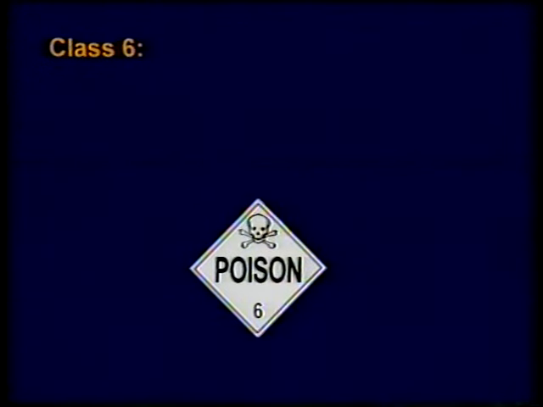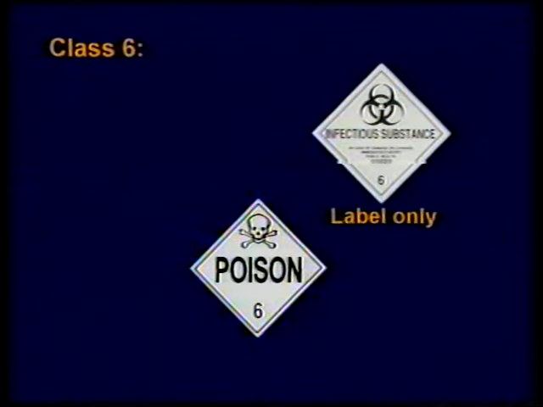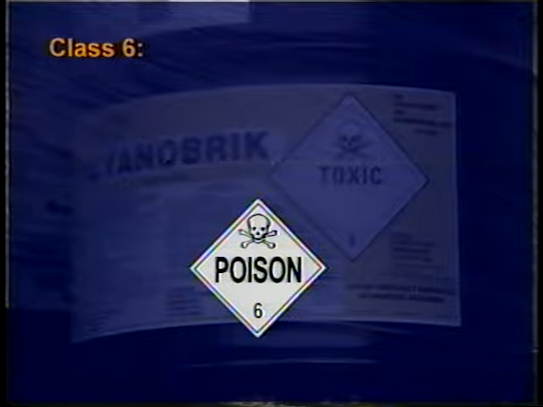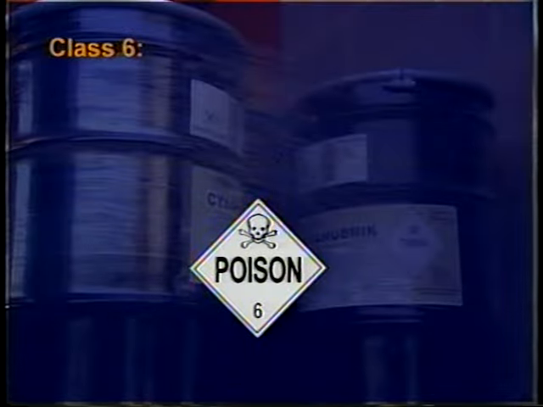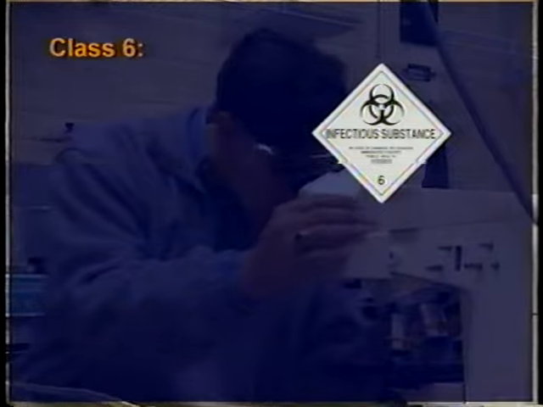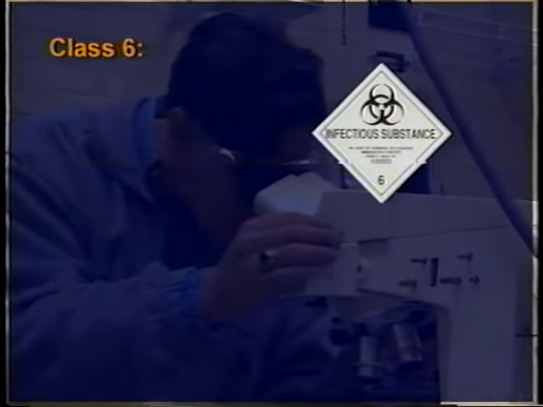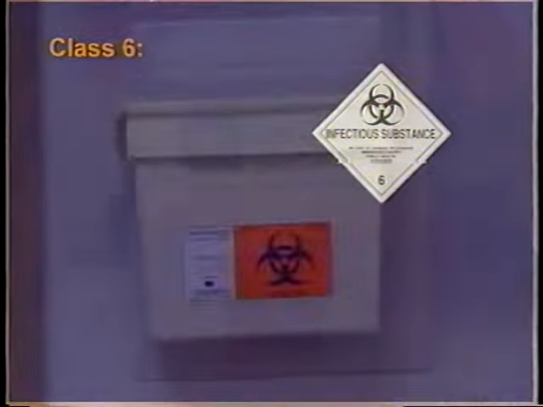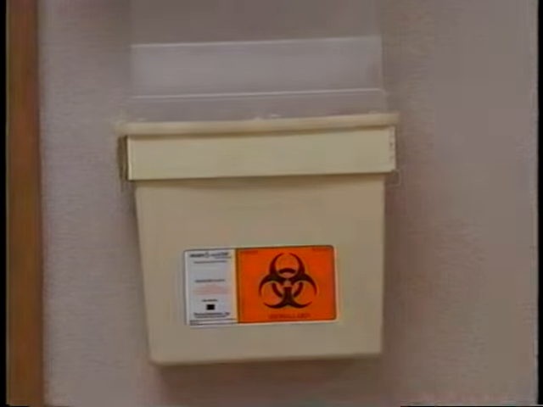Class 6 is divided into Division 6.1, poisonous or toxic materials, and Division 6.2, infectious substances. Poisons such as sodium cyanide and parathion may cause injuries, even death, if swallowed, inhaled, or absorbed through the skin. Infectious substances include microorganisms, such as hepatitis and tuberculosis, and regulated medical waste that may cause disease in humans or animals.